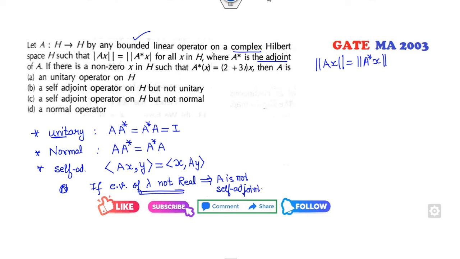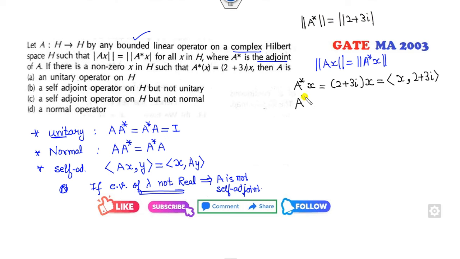Now look at that. What is given to you? A star of x is 2 plus 3 iota times x. For unitary, I need to prove A into A star. As you remember from my last lecture, I can write this as the inner product of x and 2 plus 3 iota x by the standard product. So what is the norm here? It should be the norm of 2 plus 3 iota. Now A star is my 2 plus 3 iota. What is my A? It's complex, so it is 2 minus 3 iota.